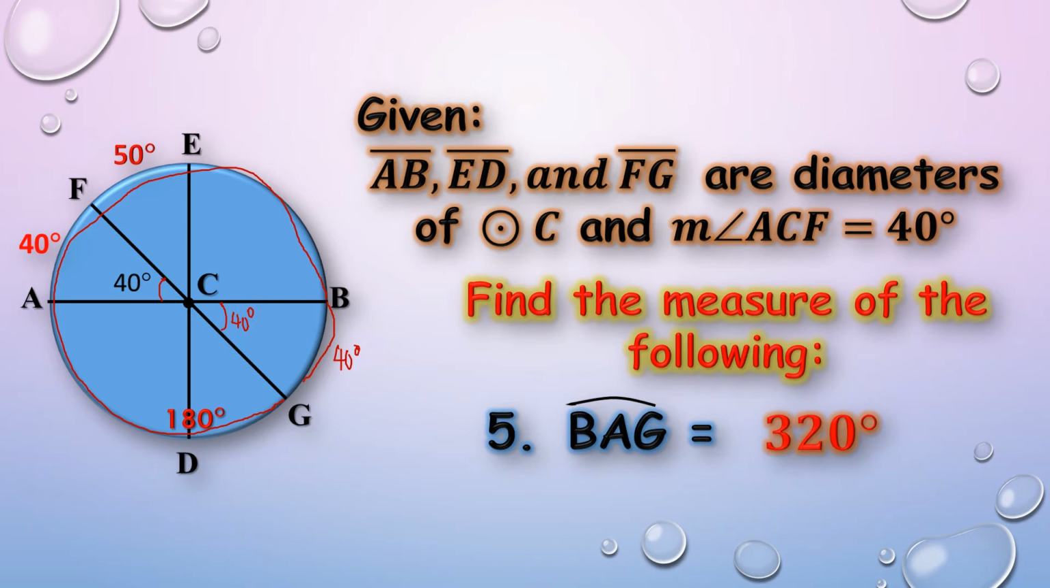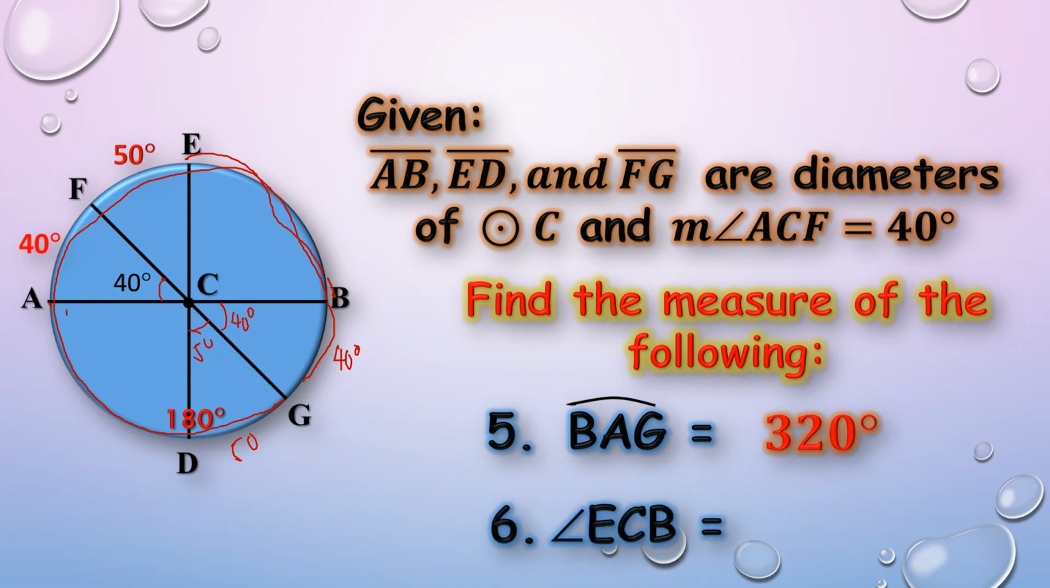You can also add this BE, right, since we're looking for BAG? So this BEA is 180 degrees, plus this AD, which is 90. So 180 plus 90 is 270 degrees. Plus this is 50 degrees. So 180 plus 90, 270. 270 plus 50 is 320 degrees also. Okay, you can add, or just directly subtract this 40 degrees from 360.